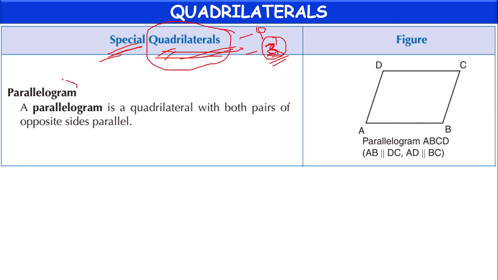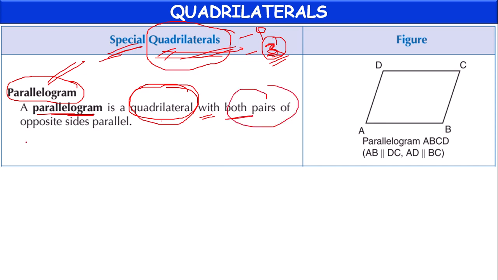So, first one, it's about a parallelogram. The name of the quadrilateral is parallelogram. It is a type of quadrilateral with both pairs of opposite sides are parallel.